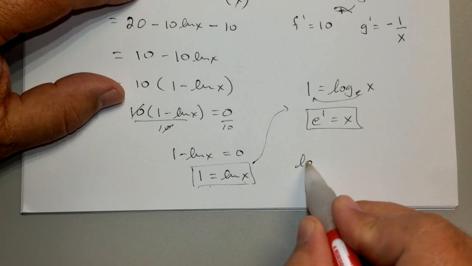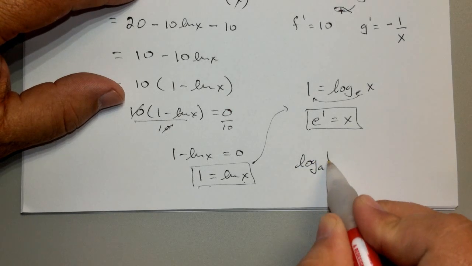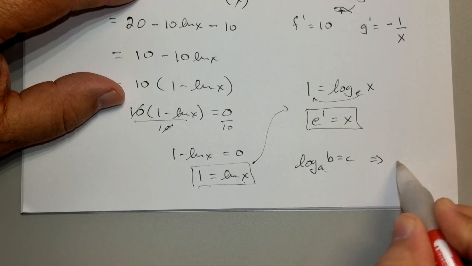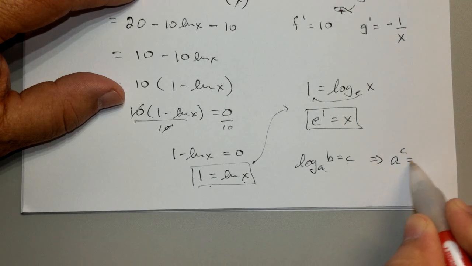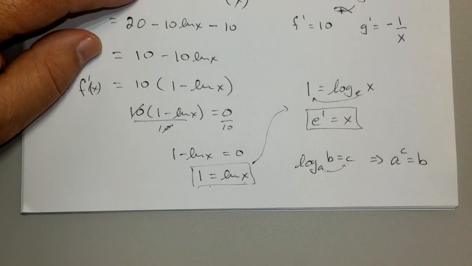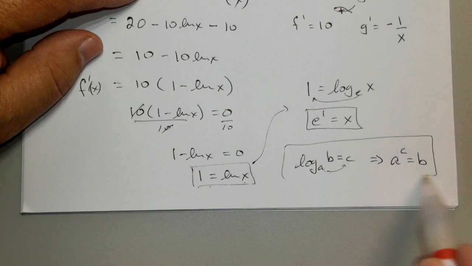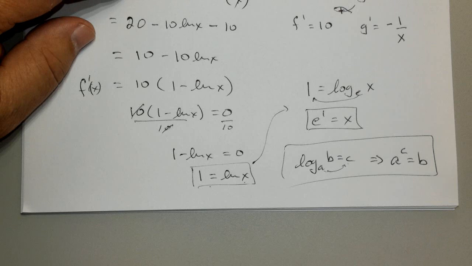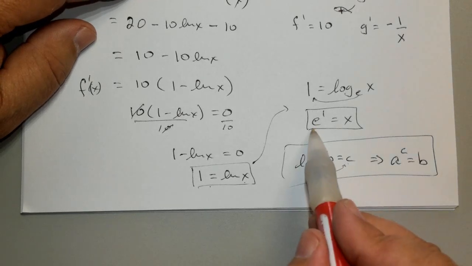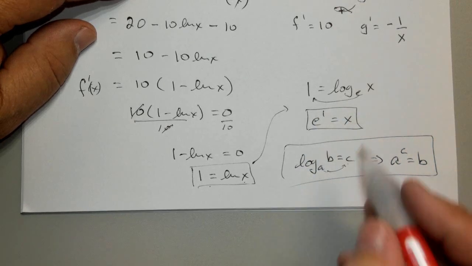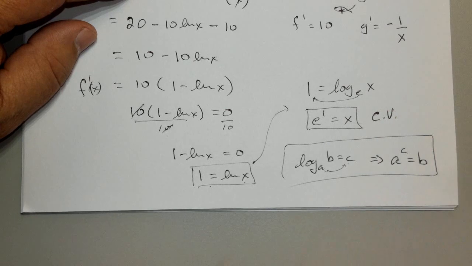The conversion of a logarithmic equation to an exponential equation. Don't forget it. Log base a of b equals c. a remains the base. It just comes over here as the base of the c. So that's the conversion rule. So what is e? What does this represent? Critical value.